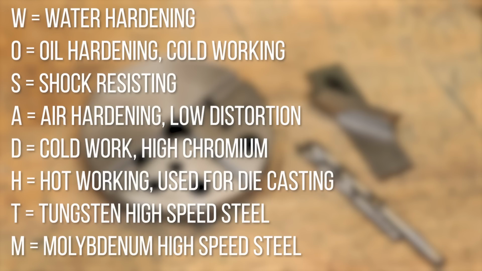The common ones are going to be W steels, which are water hardening, O for oil hardening, S for shock resistant, A for air hardening, D for high strength cold working, H for hot working, and T and M is going to be your high speed steels.